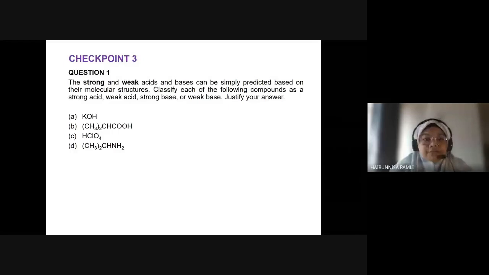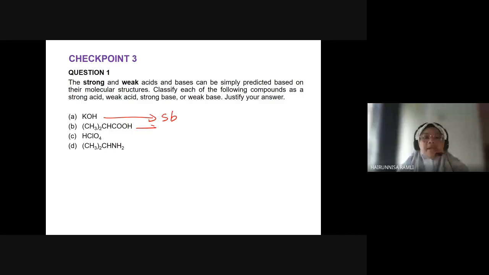Okay, let's look at this checkpoint. The strong and weak acids and bases can be simply predicted based on their molecular structures. Classify each of the following compounds as a strong acid, weak acid, strong base, weak base. Justify your answer. Okay, A, KOH. Very basic kan. Kita tahu dia base. Strong base or weak base? Strong base. Yes, this is strong base.